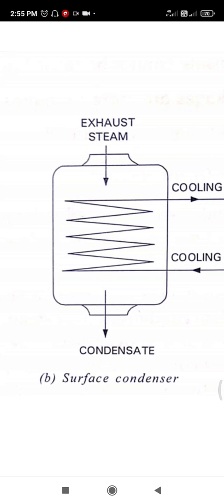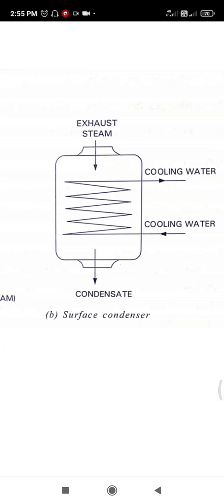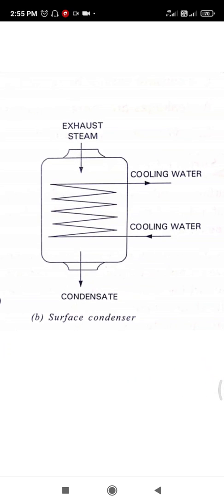What are the advantages of this surface condenser? It is used for large capacity plants. High vacuum can be created. The condensate is free from impurities and can be reused as hot feed water in the boiler.